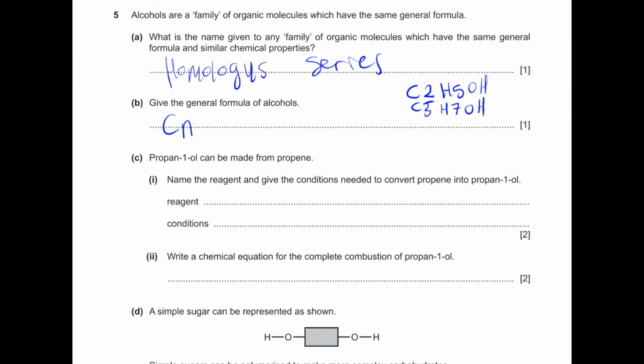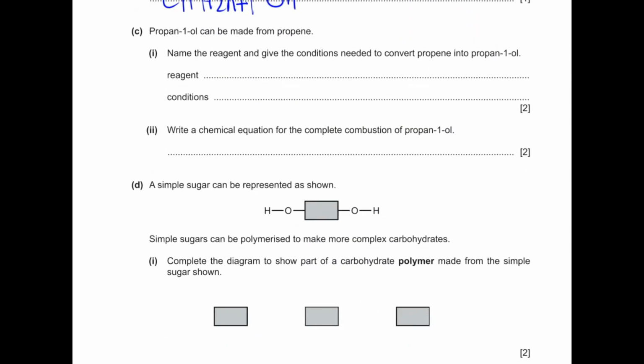So 2 multiplied by 2 is 4 and plus 1 is 5. Same here, 2 multiplied by 3 is 6, plus 1 is 7. So we're gonna say that the H is 2n plus 1. And then we have in both of them OHs. So plus 1 and OH. So this is the general formula: CnH2n+1OH. And obviously we have to memorize it for the exam.